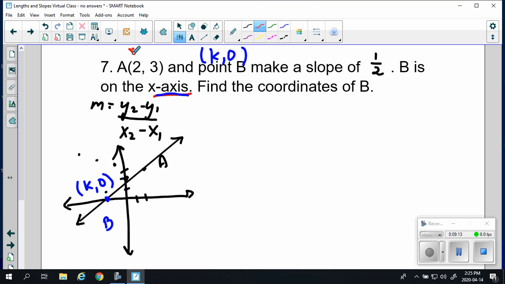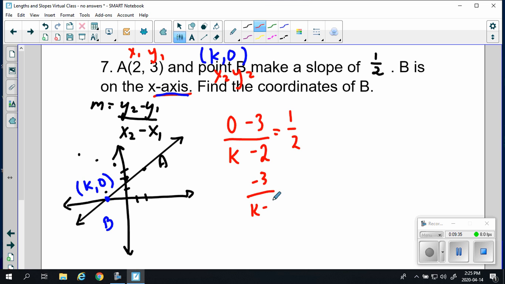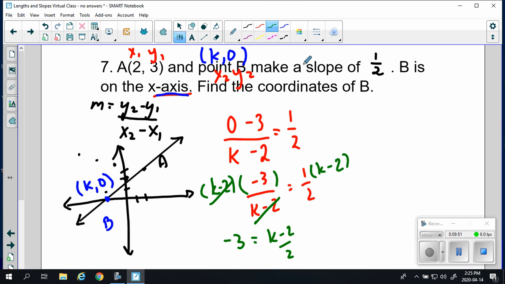So once more, I'm going to label x1, y1, x2, y2. And I will plug that into my formula, y2 minus y1 over x2 minus x1. And we do know the slope is 1/2. So what do we get in the top? Negative 3 over k minus 2 is equal to 1/2. So then we, again, realize k is in the bottom. We don't like that. So we're going to multiply both sides by the denominator in order to get k into the top. So we get negative 3 is equal to k minus 2 over 2.